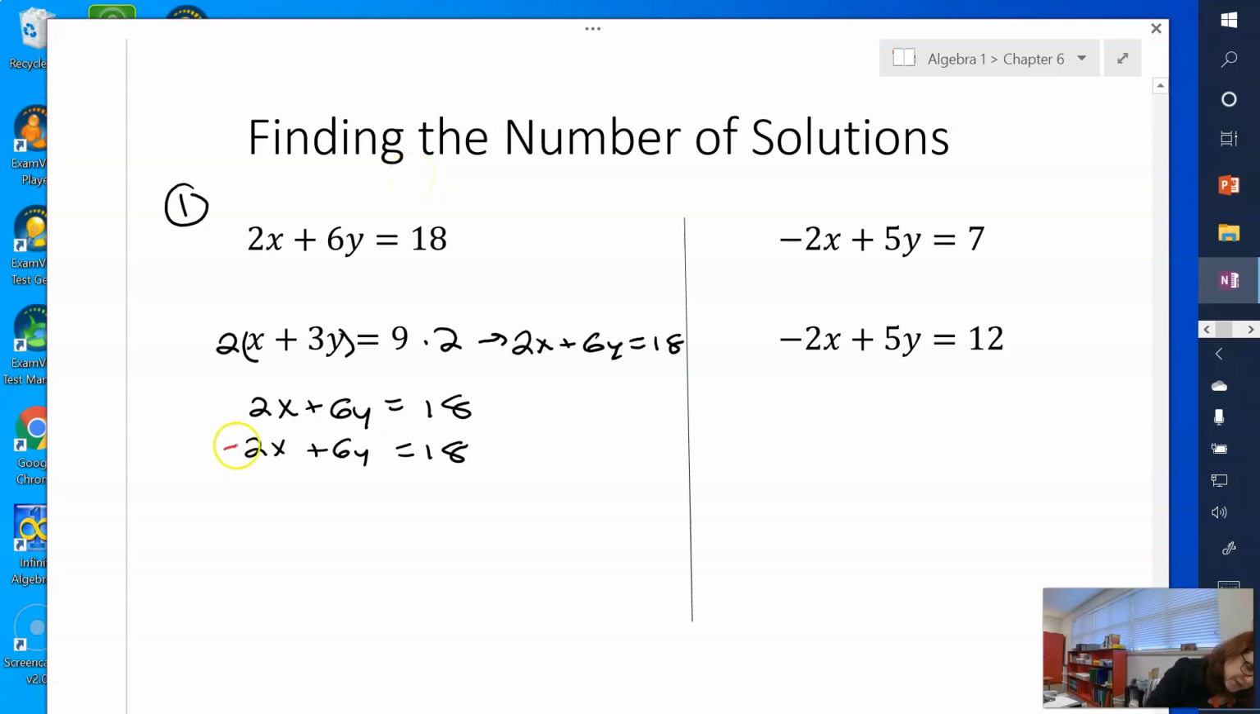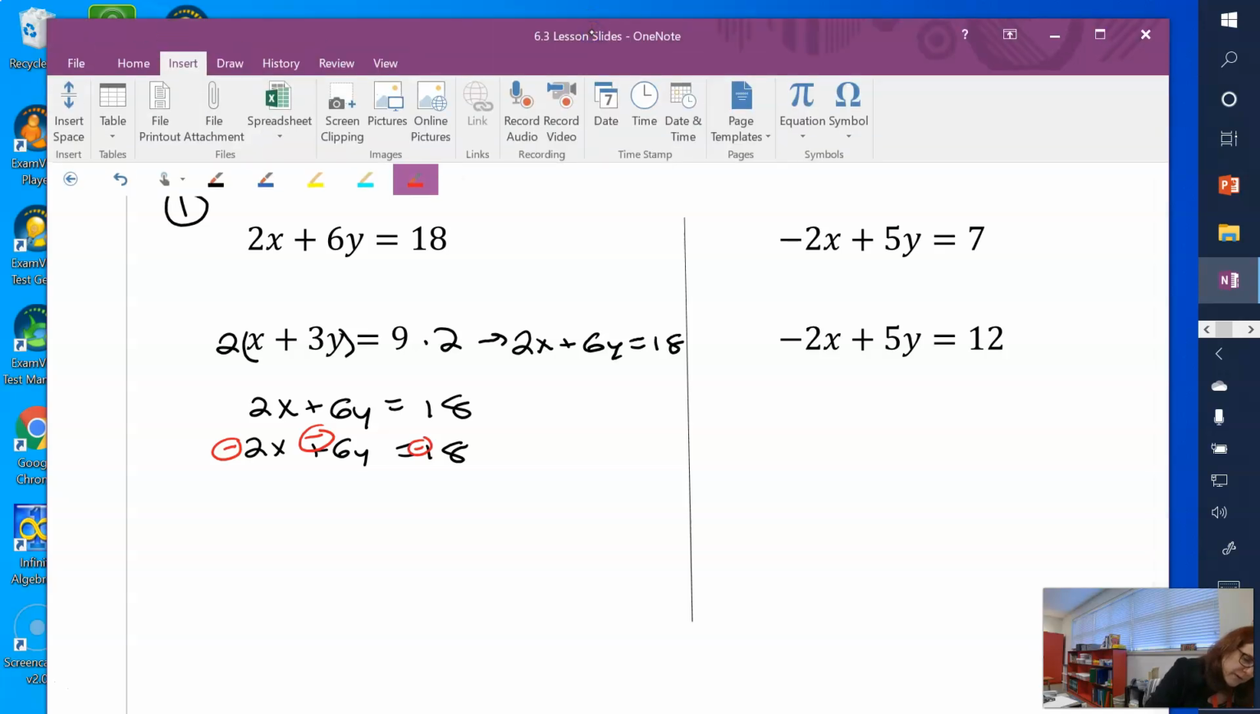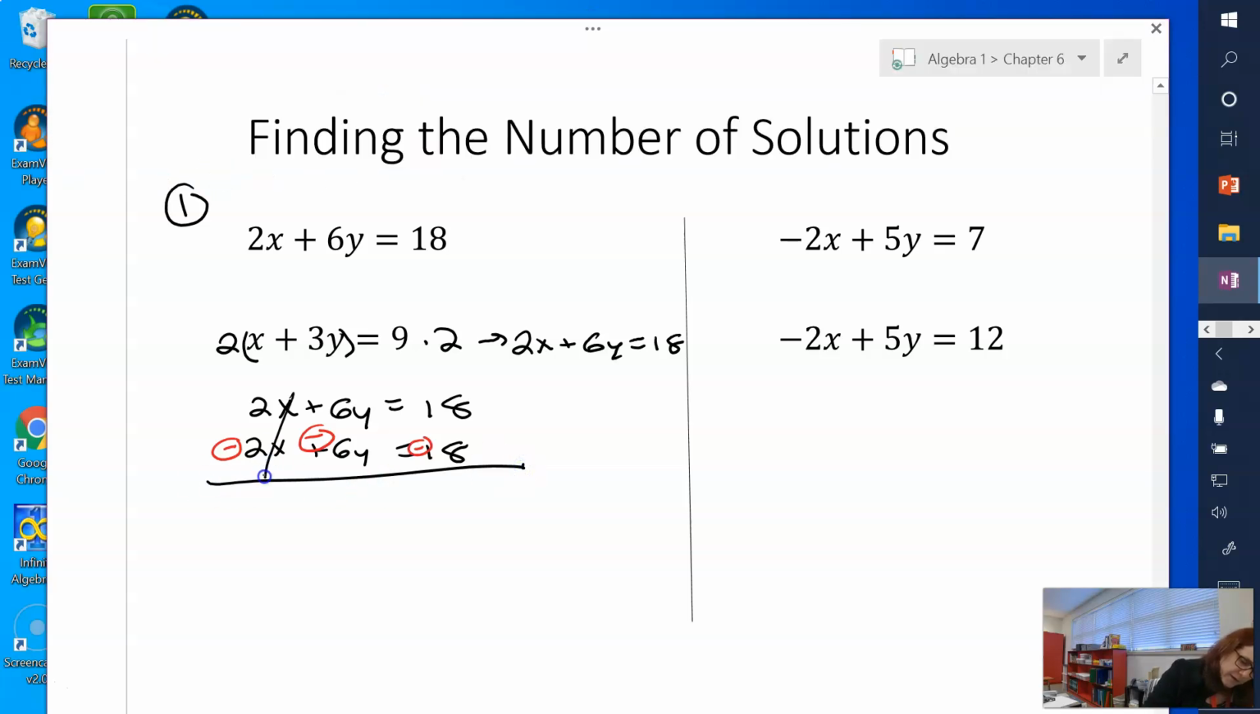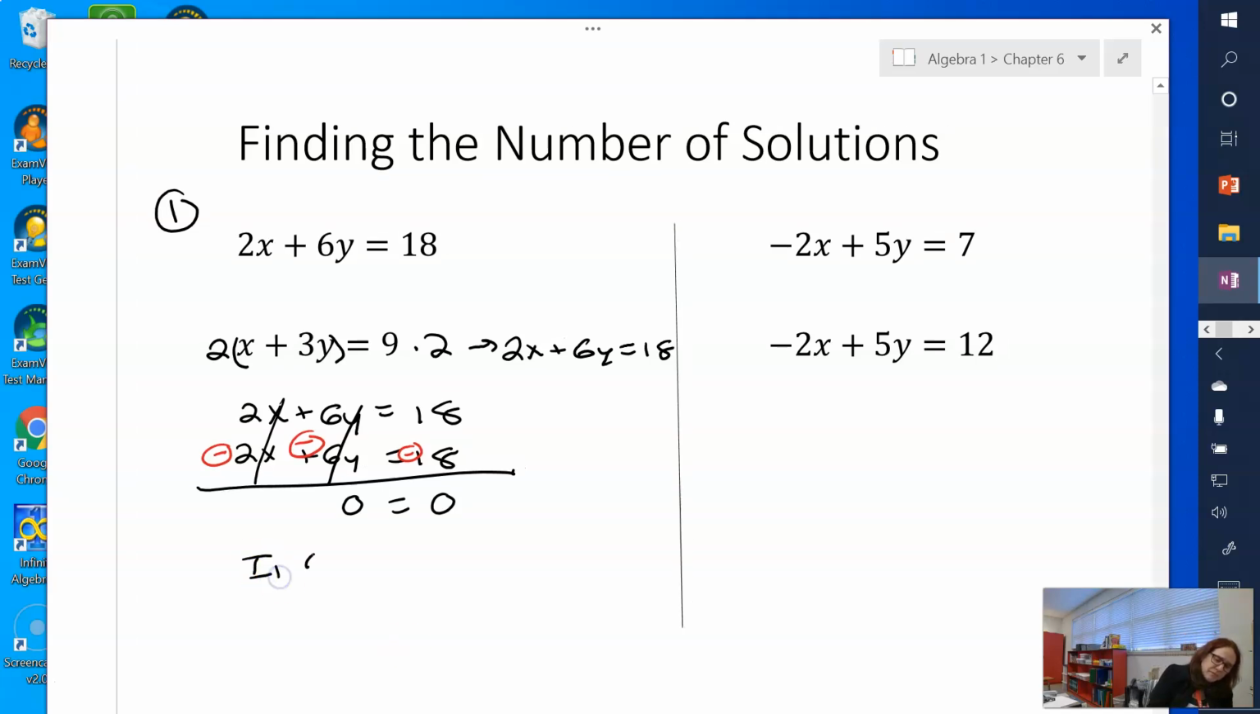Now I'm going to change signs. And then I'm going to add. X's drop out, Y's drop out, so I get a 0 on the left, and I get a 0 on the right. I get 0 equals 0. So what that means is I have infinitely many solutions, because 0 equals 0 all the time. That is always true. Now let's look at our other one.